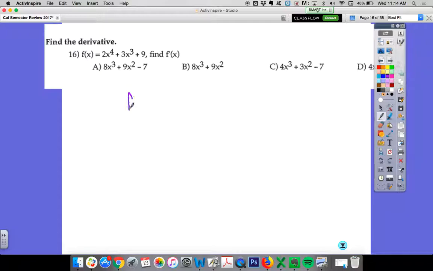Now this one should have been easy. I'm hoping this is like a little give-me question. It's going to be 8x to the third, and then 9x to the second, and then the 9 drops. The 9 goes away because the derivative of a constant is 0. So yeah, it's just B.